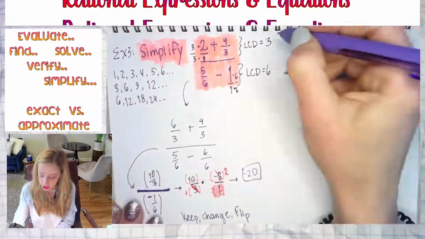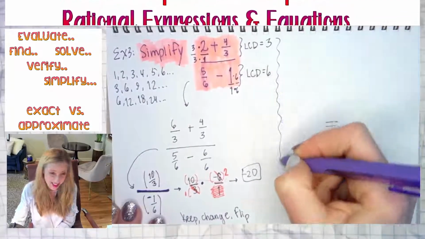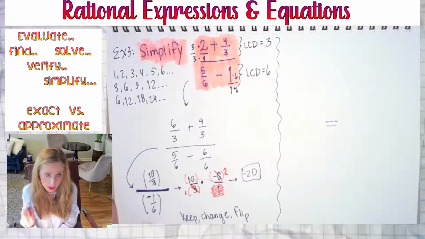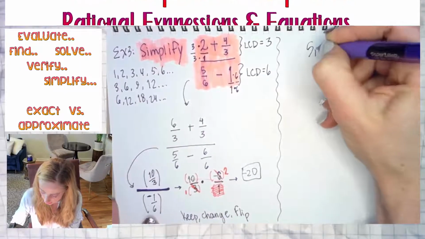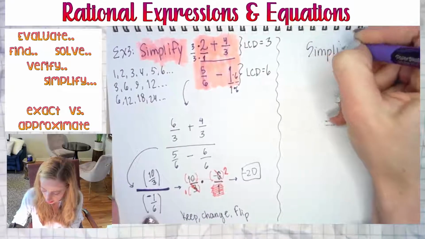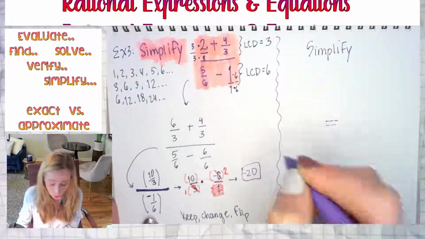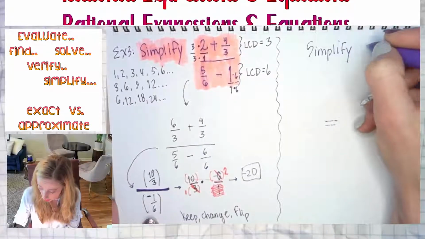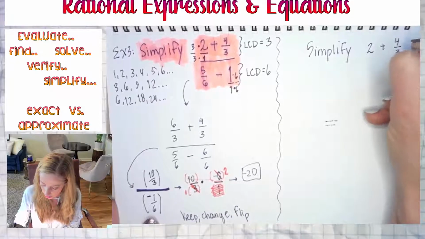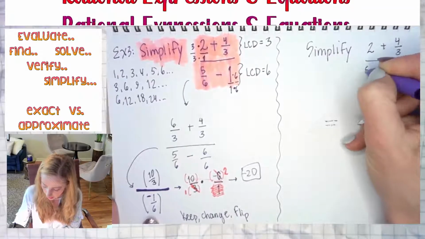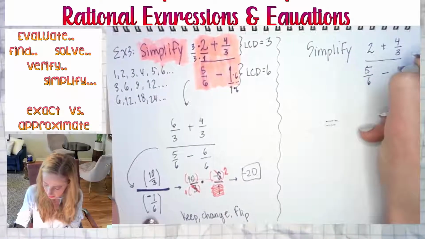So that's the more traditional way to do this. And guess what? I hate that way. So I'm going to bang out the Miss Thomas method right now. So back to this. So the directions will be simplify. This is going to be very quick, and it's going to take a little practice. And then I'm going to give you the homework at the end of this video, and you're going to do that on your own and submit that. But we're going to simplify 2 plus 4 over 3 all over 5 over 6 minus 1.